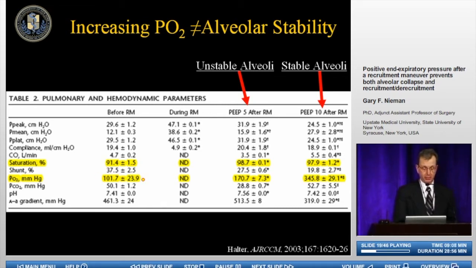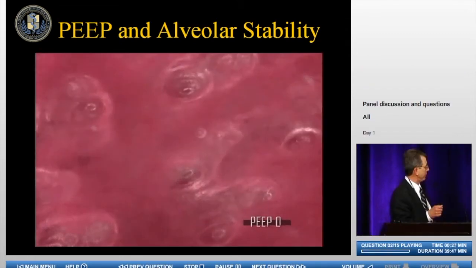And a PO2 went from 101 to 170, also an improvement, but even with this improved oxygenation, we still had unstable alveoli. So just because the PO2 is increased, that doesn't mean that alveoli are stabilized. Stable, you can see in the lower right, we have a PEEP of 0.